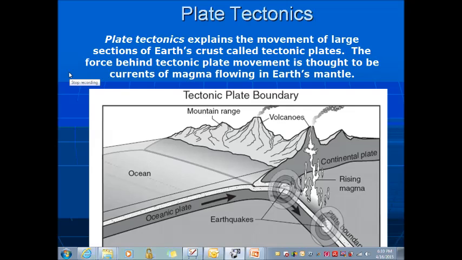So next to plate tectonics, write down: plate tectonics is the movement of large plates of the Earth's crust through the process of convection. The key word there is convection. Convection currents inside the mantle are the cause of plate tectonics. And that's a very important concept to remember.